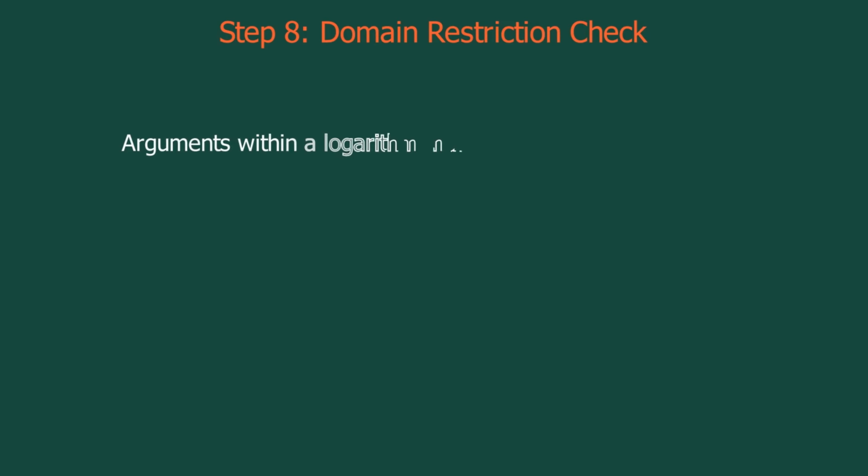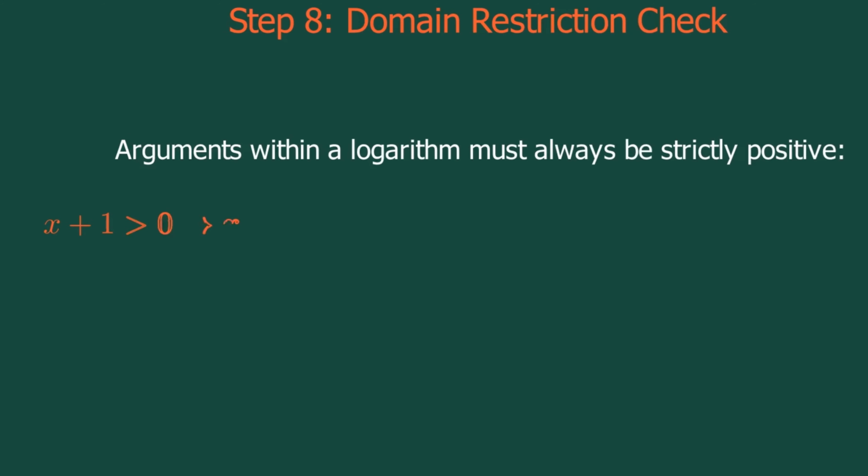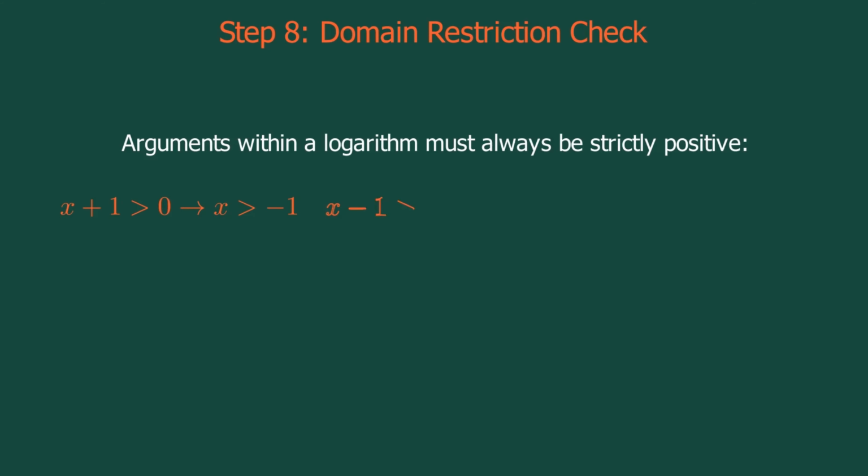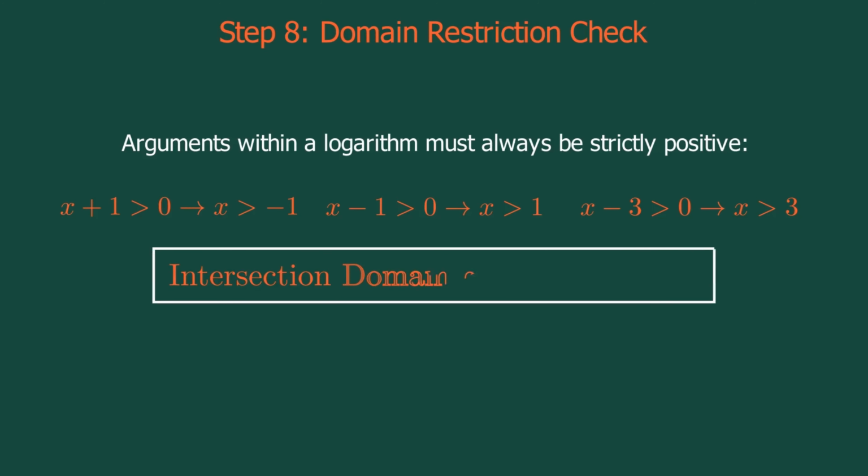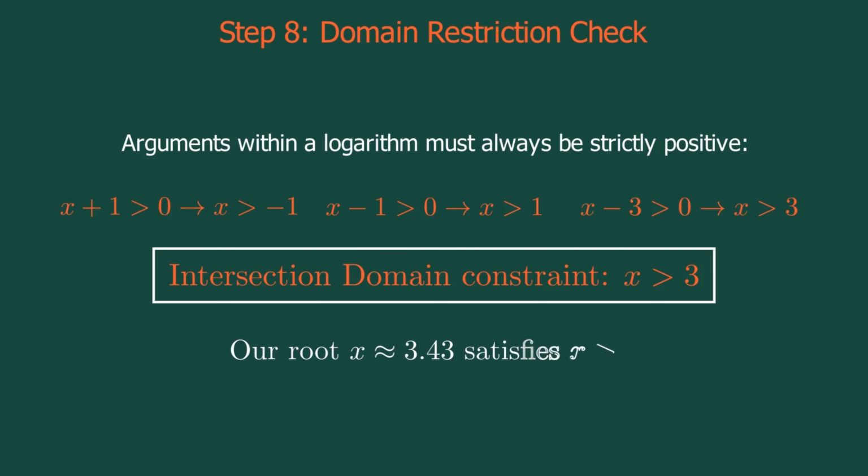Before accepting this answer, we must check the domain. Every logarithm requires its argument to be positive. First, x plus 1 must be greater than 0. Therefore, x must be greater than negative 1. Next, x minus 1 must be greater than 0. Therefore, x must be greater than 1. Finally, x minus 3 must be greater than 0. Therefore, x must be greater than 3. Combining all 3 conditions, we conclude that x must be greater than 3. Since 3.43 is greater than 3, our solution satisfies the domain.